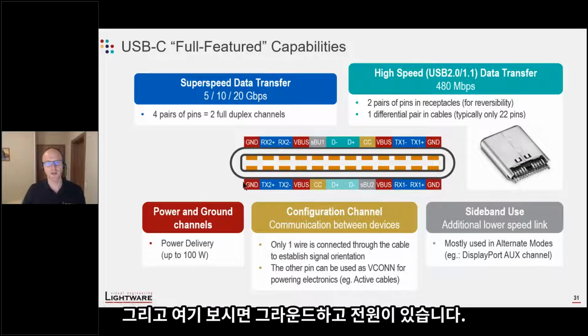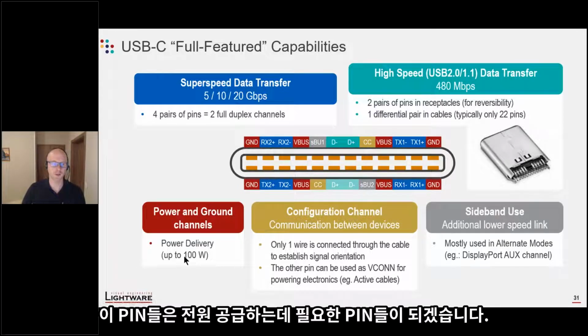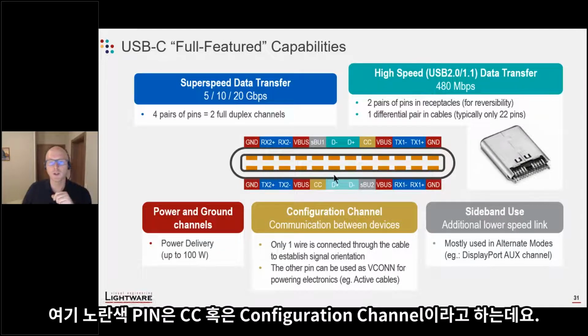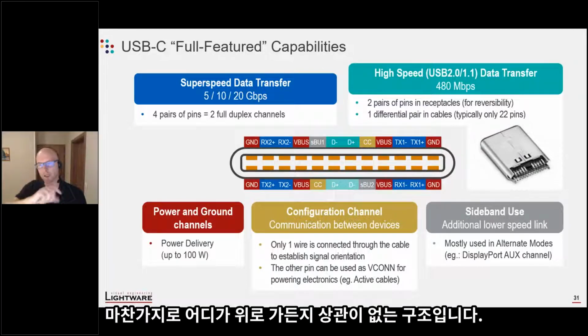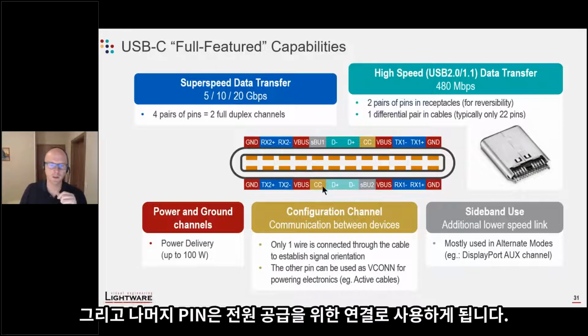Then we have a lot of ground and power pins. We have 4 ground and 4 VBUS pins. These are needed if we want to transmit up to 100 watts. And in charging cables, these ones can be even a bit thicker than normally. The golden colored wires are called CC, or configuration channel. Only one of them is used at any given time. Again, it doesn't matter which side of the cable is up or down. They will find the CC pin which they want to communicate on, and the other can be used to power the internal chips inside the connector.